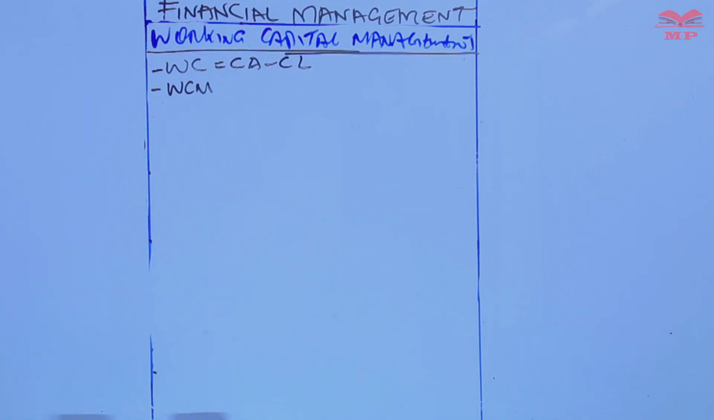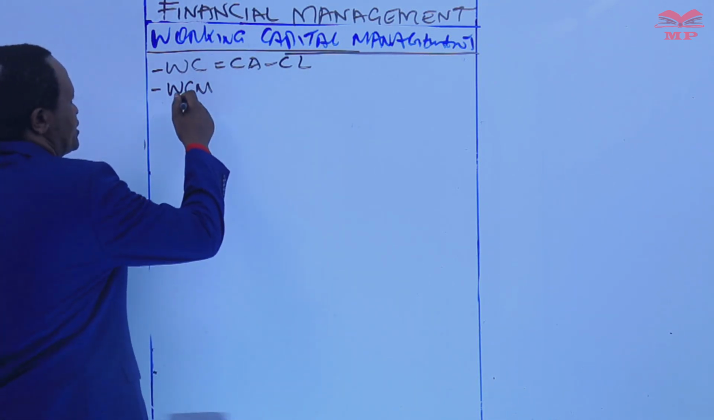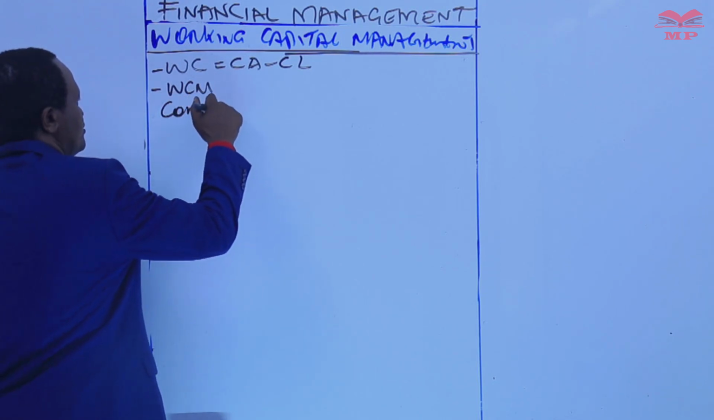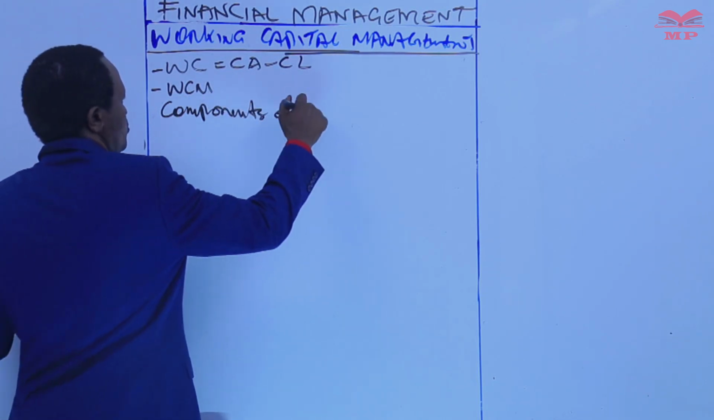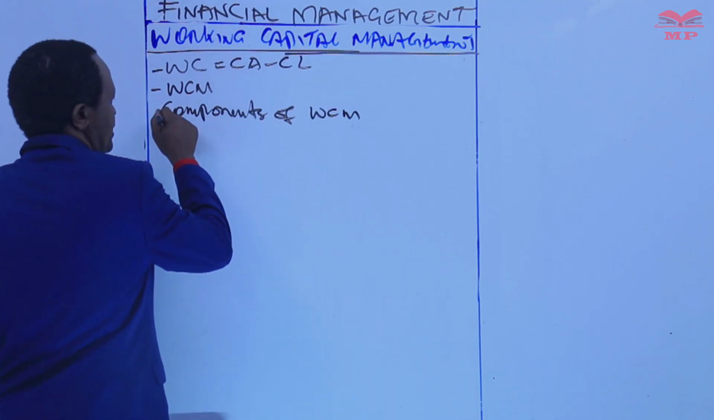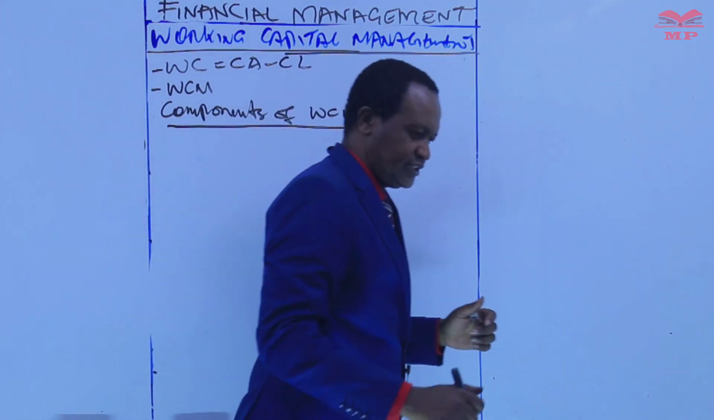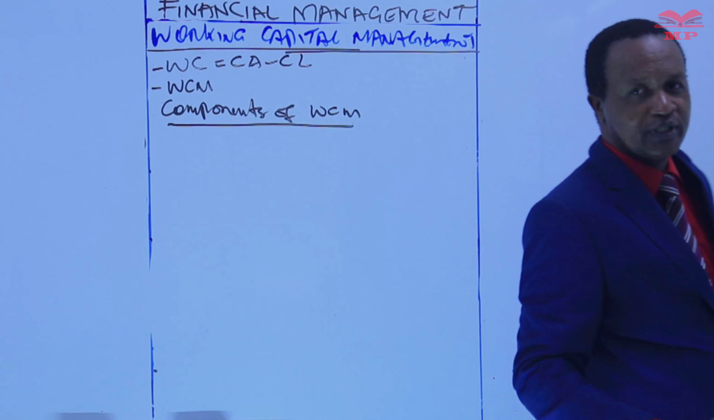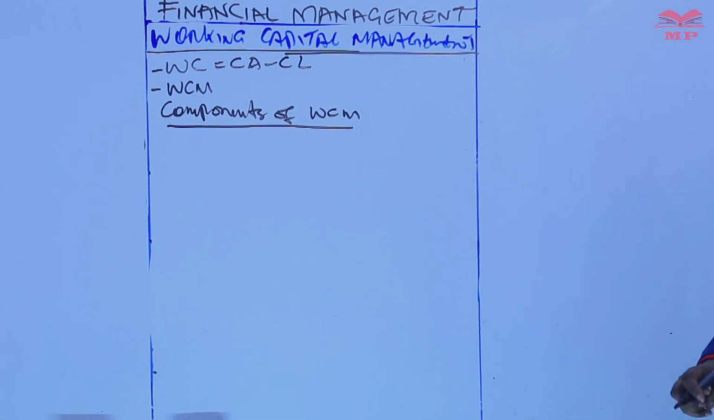Is that clear? We are defining terms. The syllabus says introduction and concepts of working capital. So the first concept here is working capital. Then you have working capital management. Now let's break it down. What are the components of working capital management? Components. And the components are just in that syllabus.